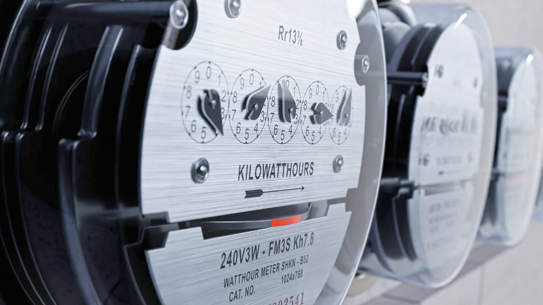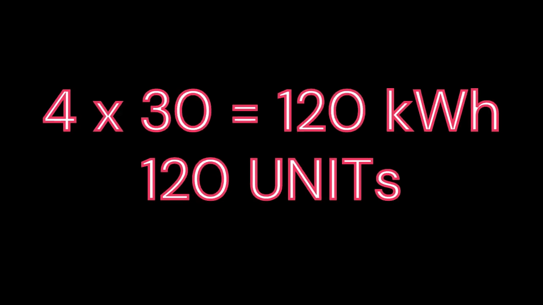The electricity bill is calculated as units of electricity consumed per month. That is, the number of kilowatt hours which we have consumed for the whole month. So, we can expect 4 into 30, roughly 120 units to be used by using this setup.